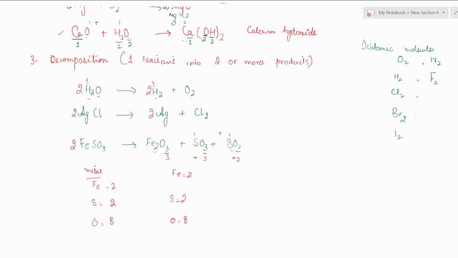If there is metal present, we have to start from the metal. And if hydrogen is present, we have to balance hydrogen at the end. This is the rule that we need to follow in general.